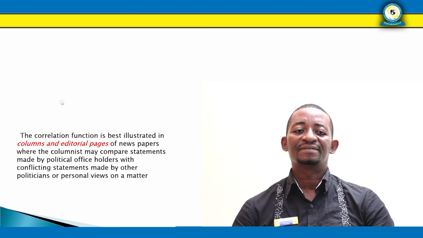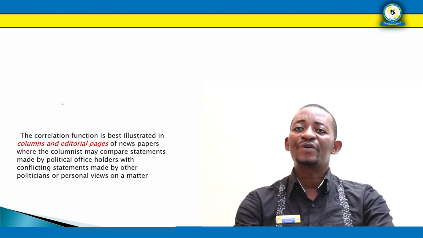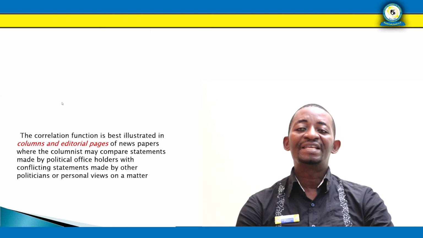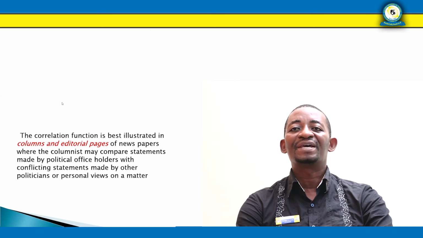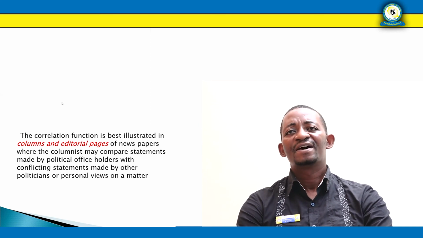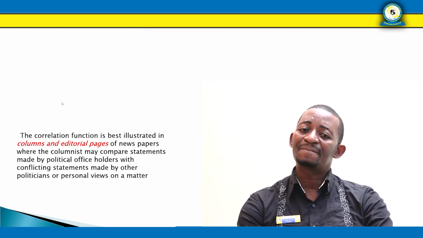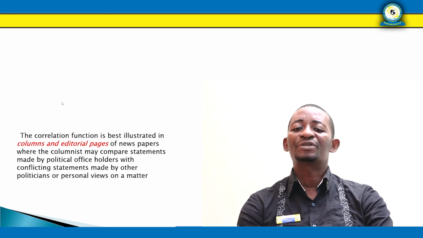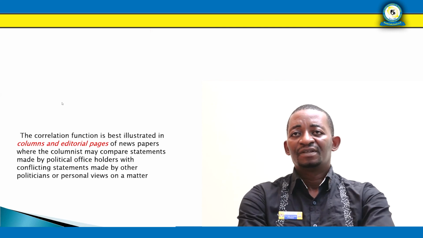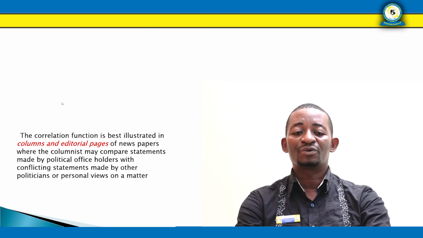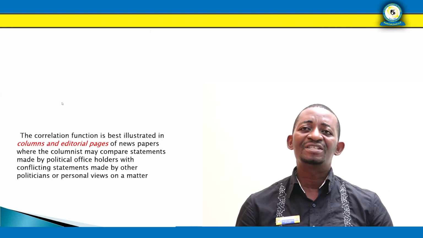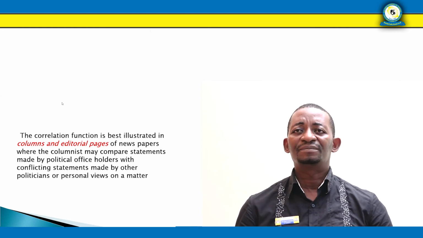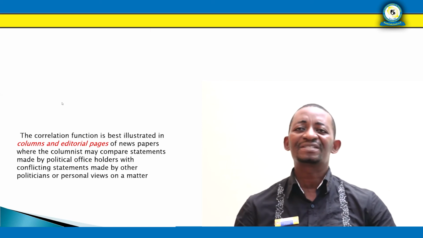able to understand. So the correlation function is best illustrated now in columns and editorial pages of newspapers, where the columnists may compare statements made by political office holders with conflicting statements, for example, made by other politicians or personal views on a certain matter. We are all witnesses in our newspapers where we have columns, we have editorial columns or pages, we have pages for opinion stemming from the public, etc.